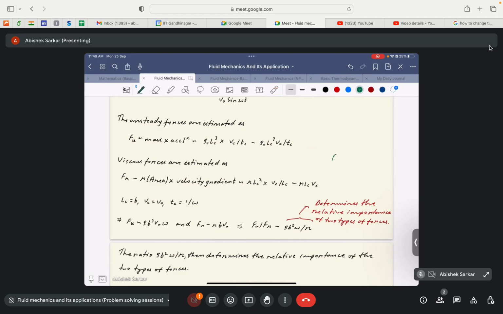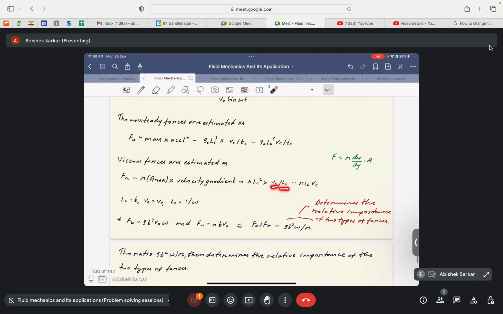Similarly, the viscous forces can be estimated as we know, for a Newtonian fluid, the shear force can be calculated as mu dou u by dou y, and then we consider the area. So to find how the shear force scales in this particular case, we take the viscosity of the fluid, that is a fluid property, so that would scale as mu itself. The area would scale as the square of the length, so LC square, and the velocity gradient will scale as VC divided by LC. It's very simple to understand. So we get that the viscous forces scale as mu LC into VC.